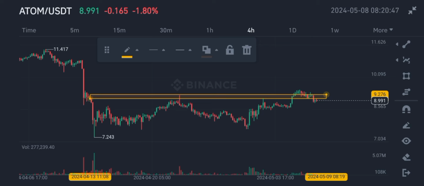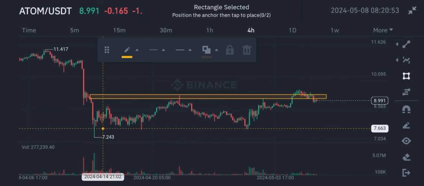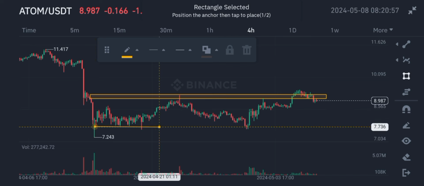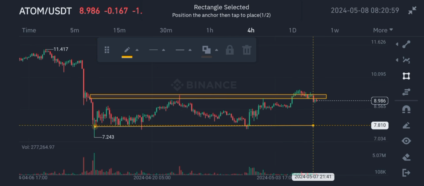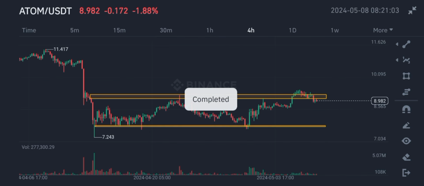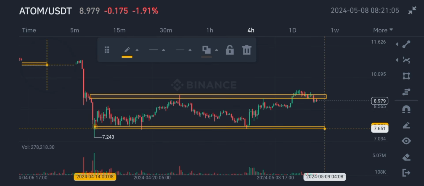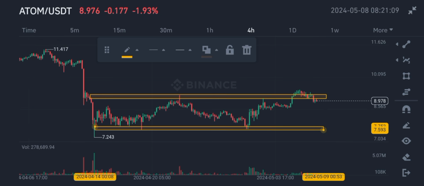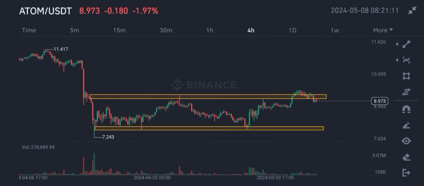All right, so our range is looking something like this. We also have another range here. Now a range is where you have price touching the most. We will have the most touches of price action.